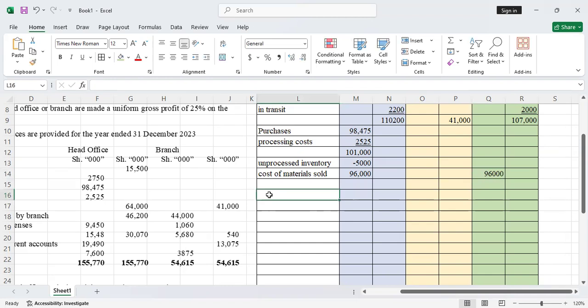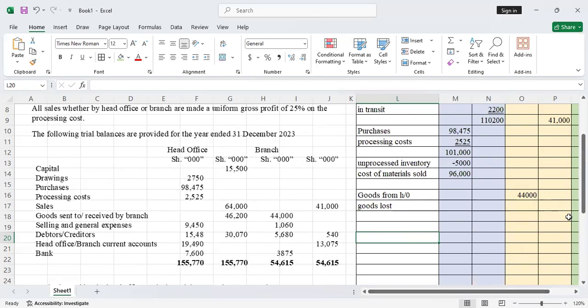Now, for the branch, look at this. The branch is not making purchases. What is the branch doing? The branch is receiving goods from head office. The branch is collecting goods from head office. They collected goods, this 44,000. And then, out of these goods they collected, there are goods lost. Now, where do I get these goods lost from? Now, look here.